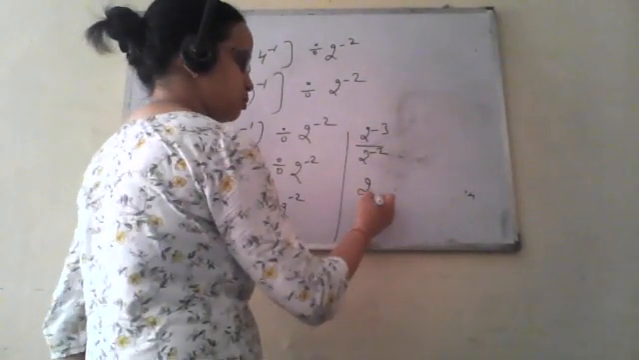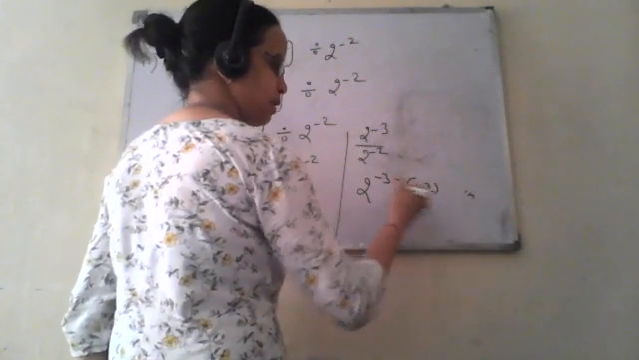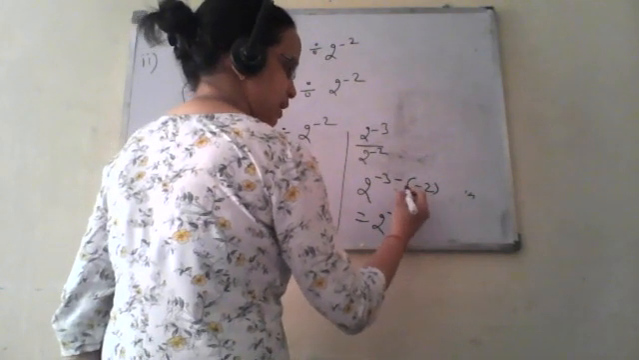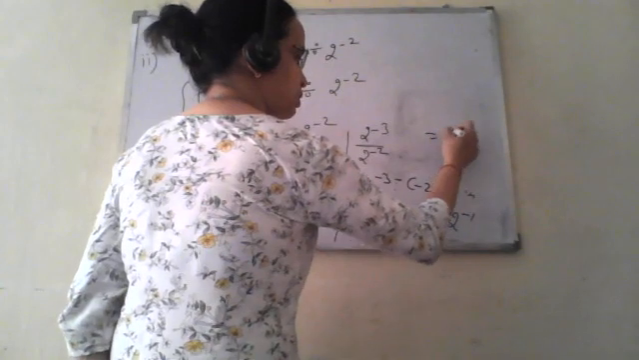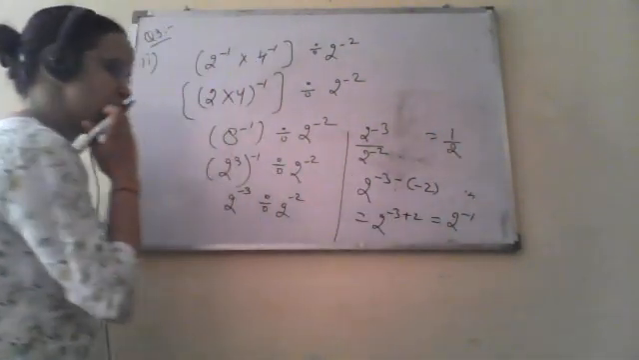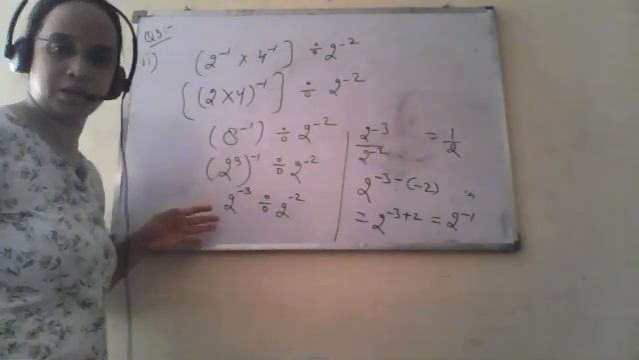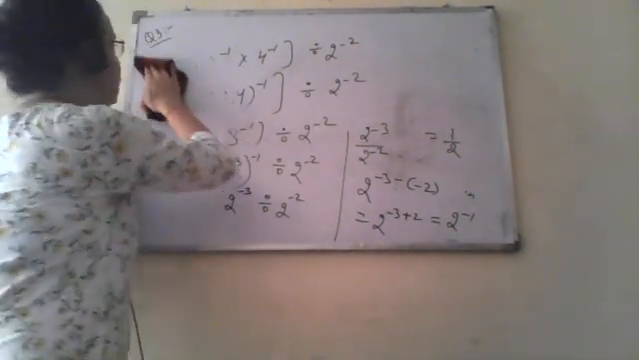It will become 2 to the power minus 3, minus of minus 2. Minus minus will be plus. So it will become 2 to the power minus 1, or it can be written as 1 upon 2. I hope this is clear. I have explained all the things step by step. So now the third part.